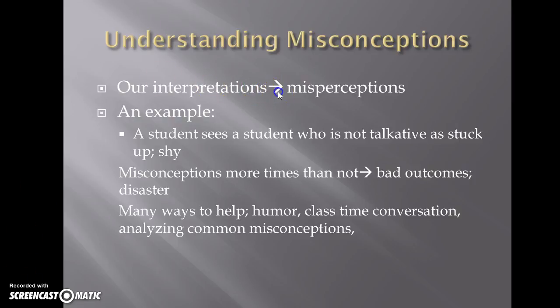As you can see here, I'm using our fancy arrow from the last section we talked about. As you can see, that joins that our interpretations often lead to our misperceptions. So an example of this would be a student who's sitting in your classroom doesn't talk at all. Maybe she just got here from another school, but another student could say, oh my gosh, that student's stuck up. When in reality, that new student, or that student who is not talkative, is just shy.